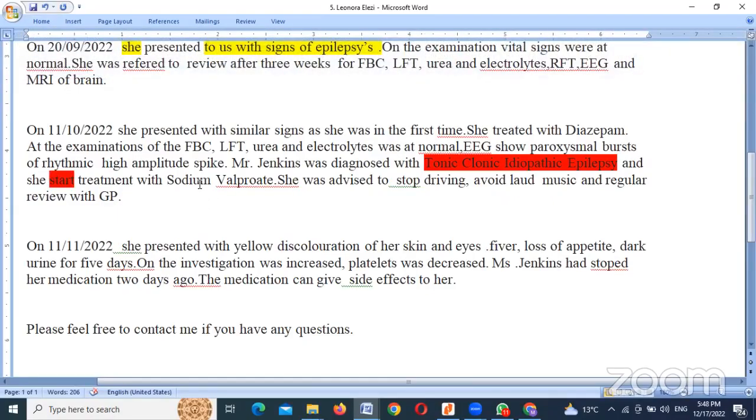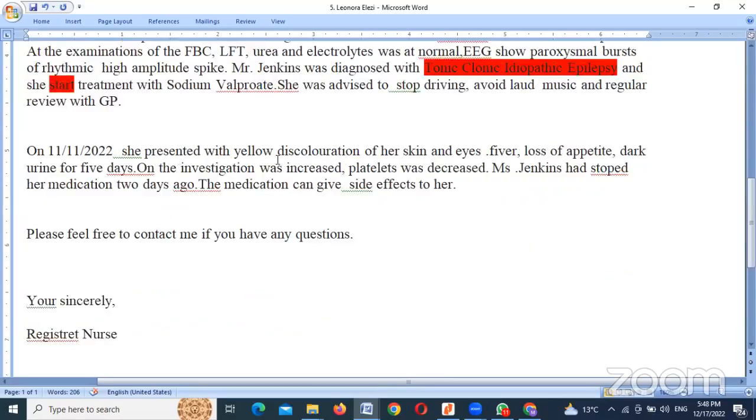She started treatment of sodium valproate. Okay, she was commenced on sodium valproate. She was advised to stop driving, avoid loud noise, and have regular review with GP. On this date, she presented with skin and eyes, fever.